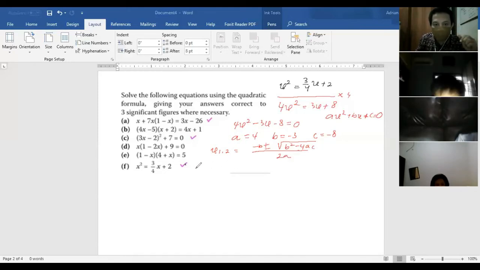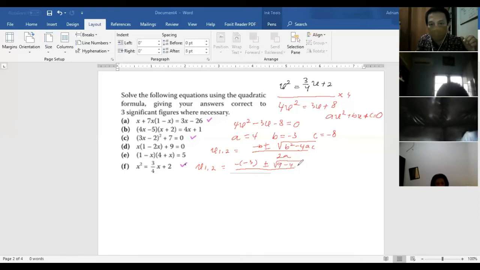So x1,2 equals, insert b, minus 3 plus or minus root of b squared is 9, right? Minus 4 times minus 8, right? Correct, everyone? Okay, divided by 2 times 4.